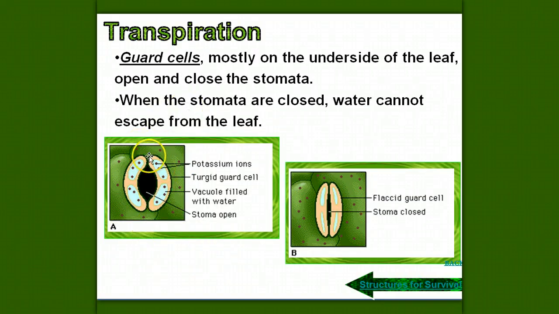Transpiration, whenever it's released, they have these little guard cells, and whenever the guard cell needs to be opened up, it opens up and the water is released out of it. And whenever it's no longer going through transpiration, they close up.